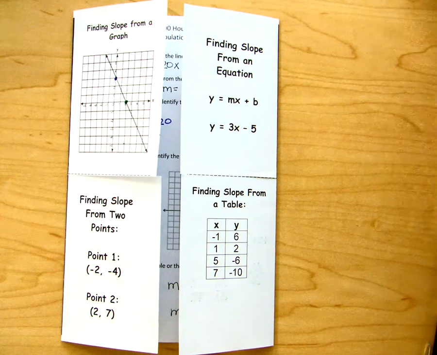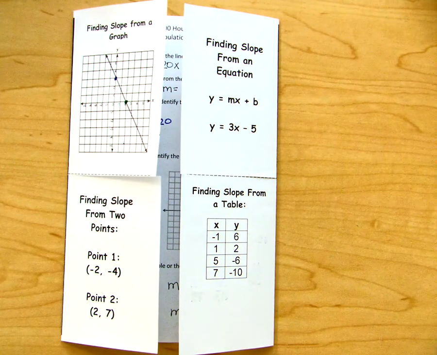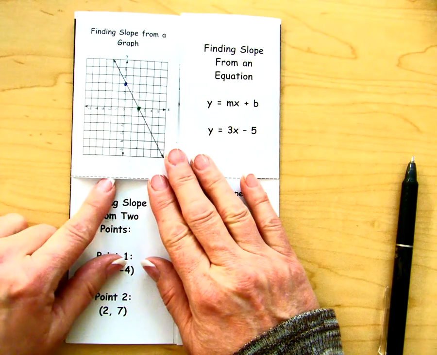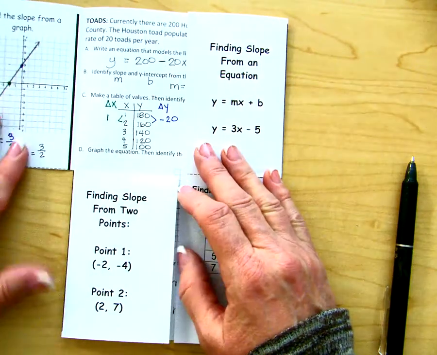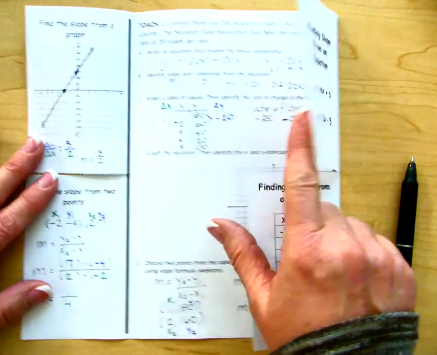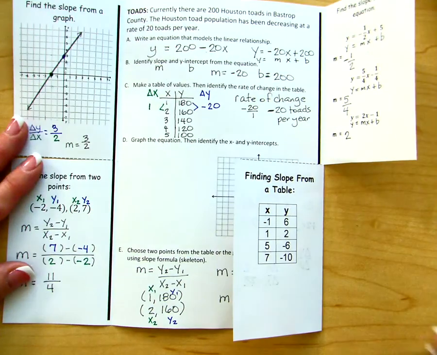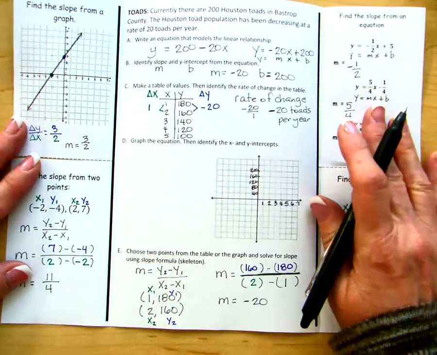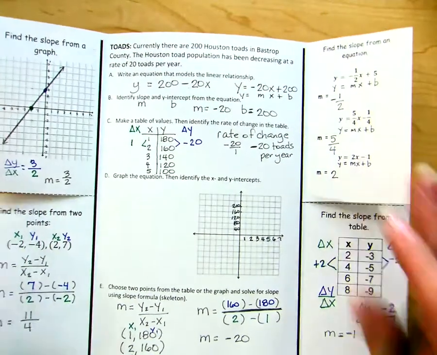Hi Stings, in this fifth and final installment of Finding Slope, we will be looking at a word problem. We first did finding slope from a graph, then from 2 points, then from an equation, and we did the last video finding slope from a table, and now we're going to look at this word problem.